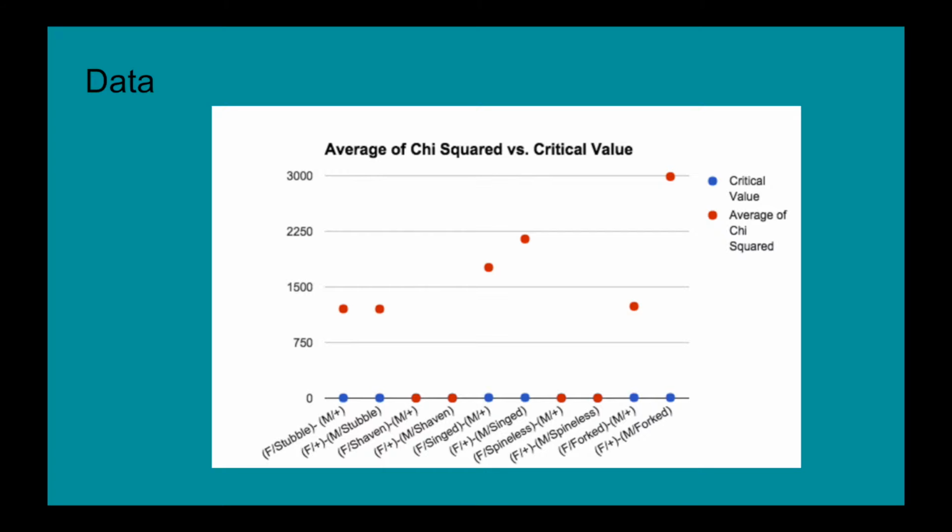The graph above, which compares the chi-squared value of each test cross and their critical value, shows which traits were influenced by outside factors. In this case, the test cross for stubble trait, forked, and singed rejected the null hypothesis, and therefore was concluded that the traits were either lethal or autosomal.